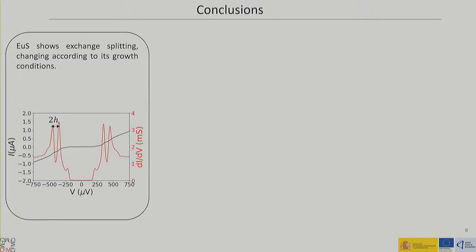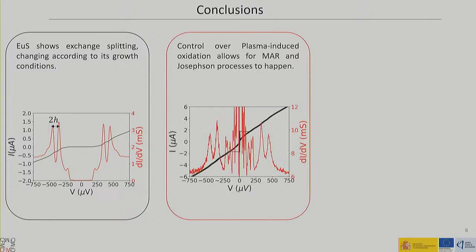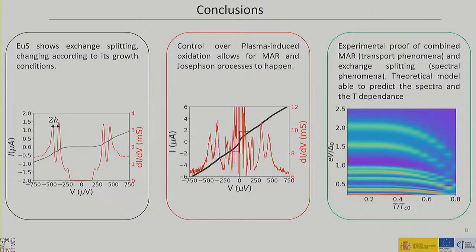And to wrap up with the conclusions, first of all, we were able to grow a reproducible magnetic exchange splitting in our superconductors, which we can change with the growth. Second, we were able to increase the transparency of our devices in order to resolve subgap transport. And lastly, we developed a theoretical model that compares data and simulation and is able to explain and to reproduce the data we are seeing.